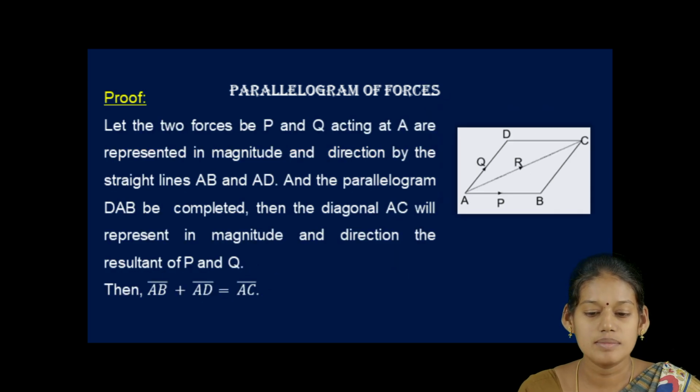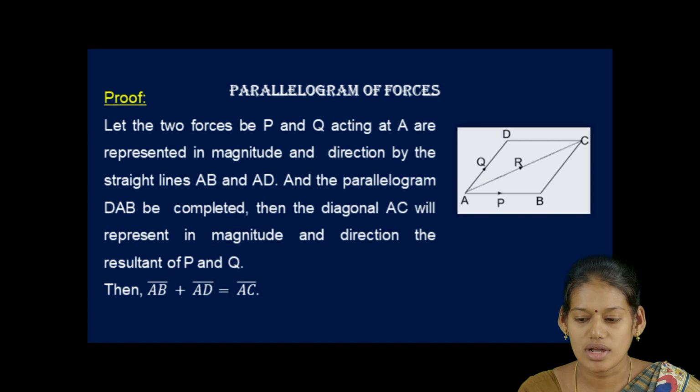Next, the proof of the parallelogram law of forces. Let the two forces be P and Q acting at a point A, with force P acting along the side AB and force Q acting along the side AD. Then their resultant will act along the side AC, which is the diagonal of the parallelogram. So we write the resultant of two forces P and Q as AB vector plus AD vector, which is equal to AC vector.